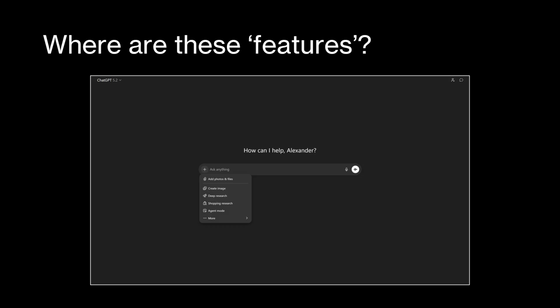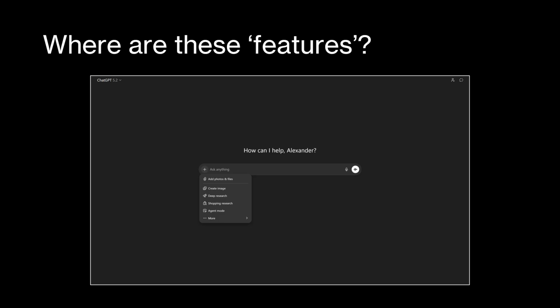Well, as I said, right next to the chat box is this plus symbol, and you click on that and you get a drop down of all these different features. And today we'll just be focusing on create image, deep research, shopping research, agent mode, and the features that are hidden underneath more. Each of these has its own purpose, and we're going to try and go through them and highlight those purposes and a lot more.